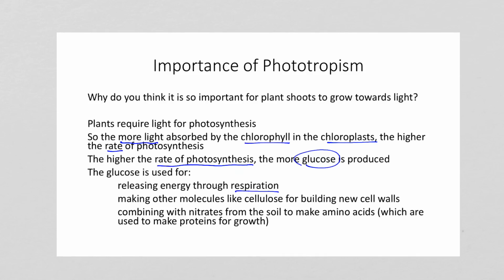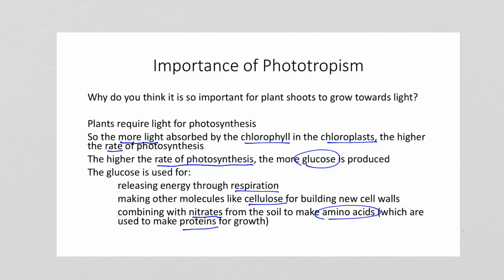That energy is going to be used for things like building larger molecules, for active transport to get things into cells against a concentration gradient, making other molecules like cellulose. Cellulose is for building cell walls. You're also going to build lipids. You're also going to build starch for storage, all kinds of things. And then last but not least, combining with nitrate ions that you're getting from the soil through that active transport, using the energy from respiration to make amino acids. And those amino acids are then joined up into a chain which folds up to make the proteins that the plant needs for growth.